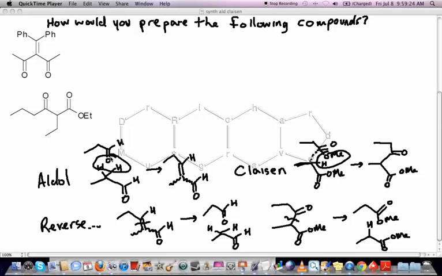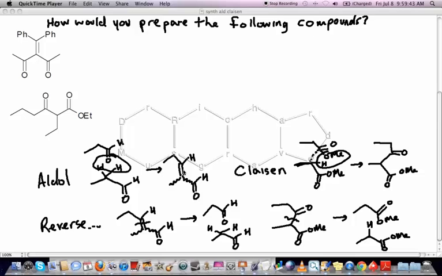We take the C double bond O of one and join it to the carbon that has the alpha hydrogens on another molecule of aldehyde or ketone, and we end up getting a C double bond C joining where the C double bond O was and the alpha hydrogens from the other molecule. So a fairly simple pattern.